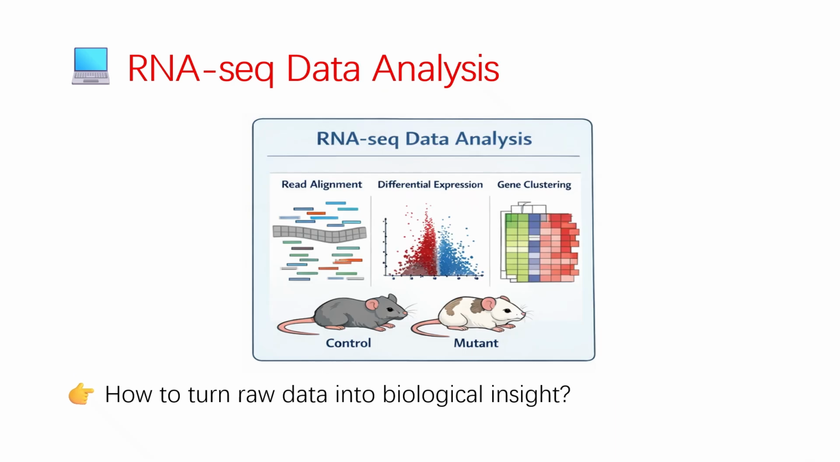After sequencing, we get millions of short reads. Now the real challenge begins. Turning raw data into biological insight. Typical steps. Quality control. Align reads to genome. Count reads per gene. Normalize data. Find differentially expressed genes. At this stage, we move from data to information.